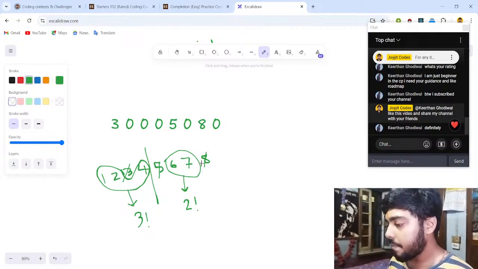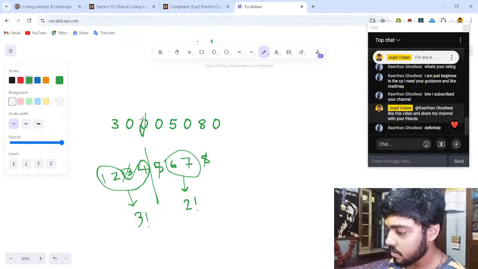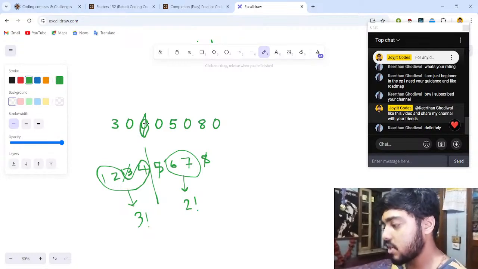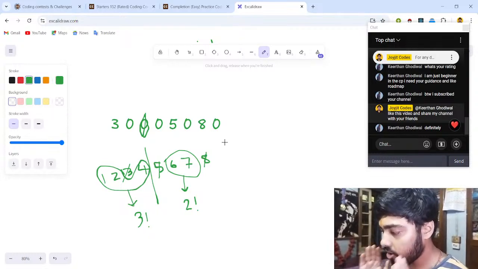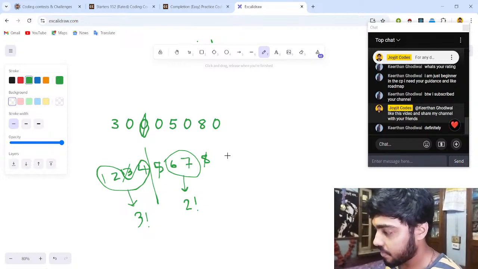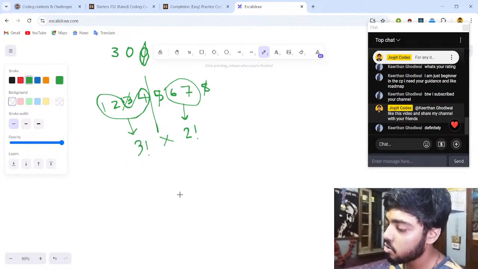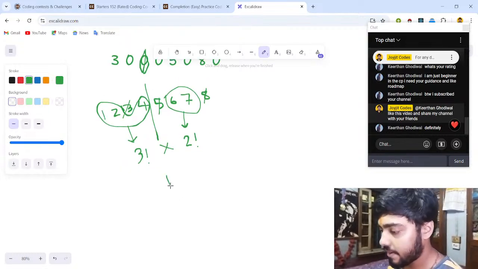right? But if we notice one thing, this position could have been a number, but it is 0 for now. Since it is 0, we can place anything over there. But for now we are not going to focus on what that is. We are just going to focus on this. So that is 3 factorial and 2 factorial. What is it? It is 3 into 2 into 2. That is 12, right? That is 12.